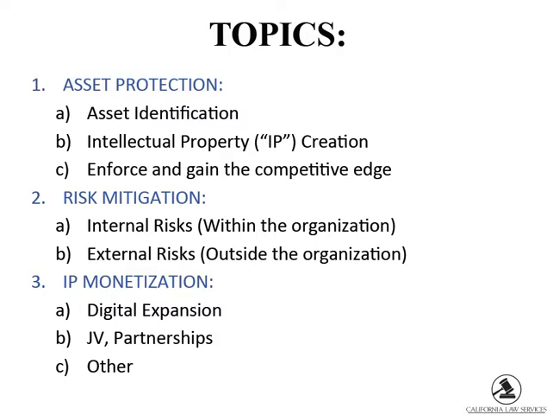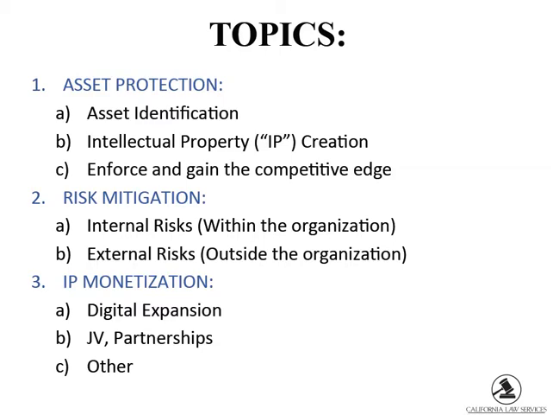So these are called the ARM business and legal strategies. ARM: asset protection, risk mitigation, intellectual property monetization. It's what every business needs to understand and every business owner needs to know. The first aspect covers asset identification, intellectual property creation, and enforcement of these intellectual property rights so you can gain the competitive advantage in your market.